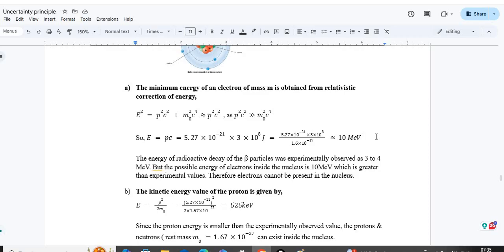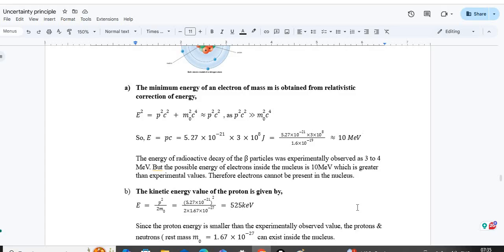But the problem is, when you have electrons inside the nucleus, the energy must be approximately 10 mega electron volt. It must be; it's a theoretical calculation. But experimentally, it is observed that when the beta particles or the electrons come out from the nucleus, the energy of the particle is only 3 to 4 mega electron volt.